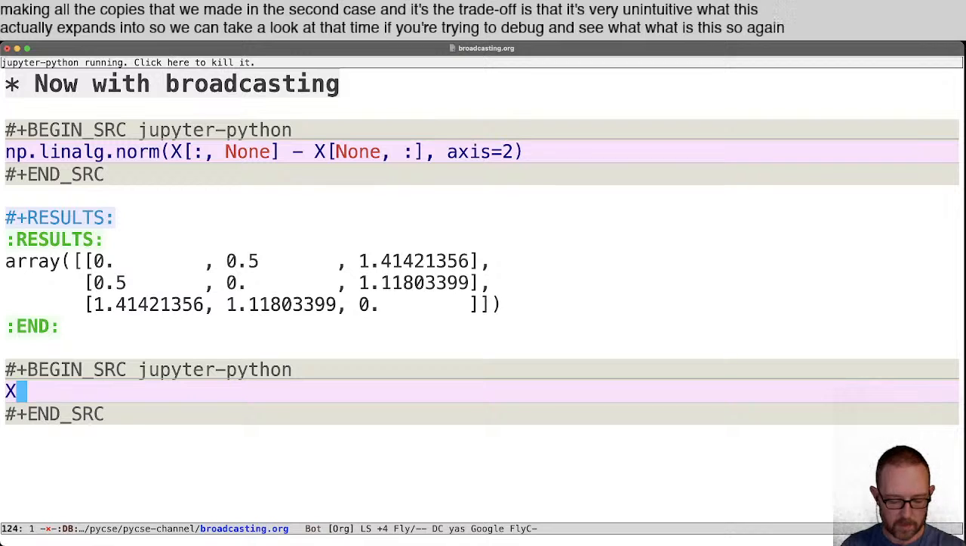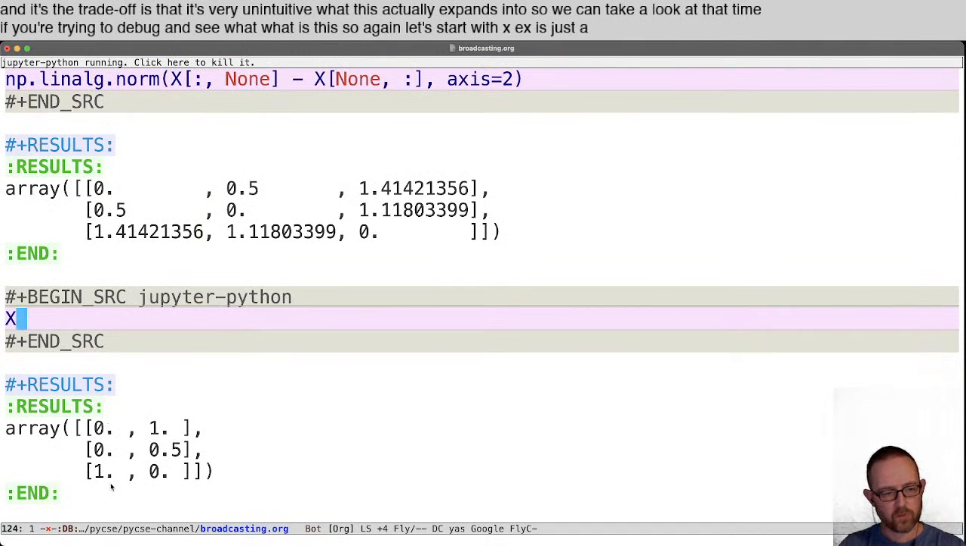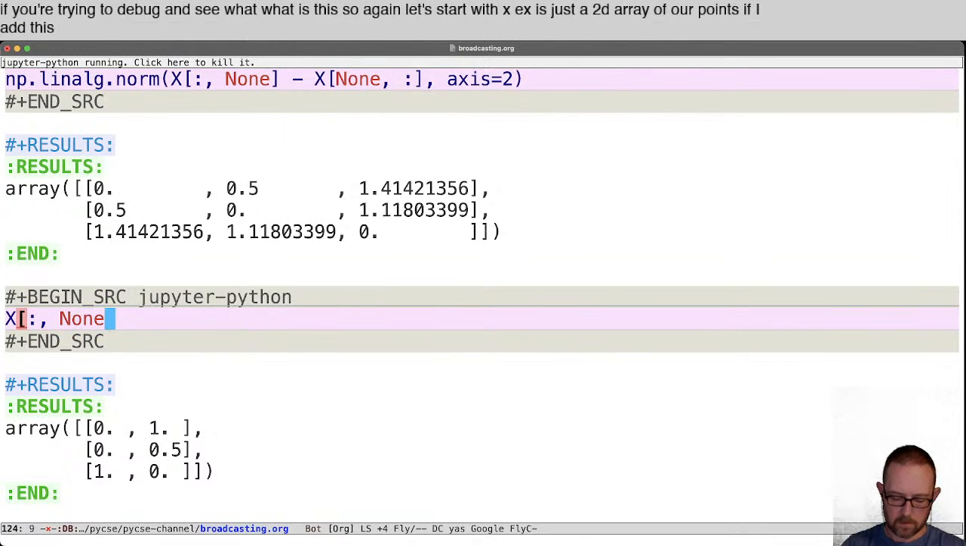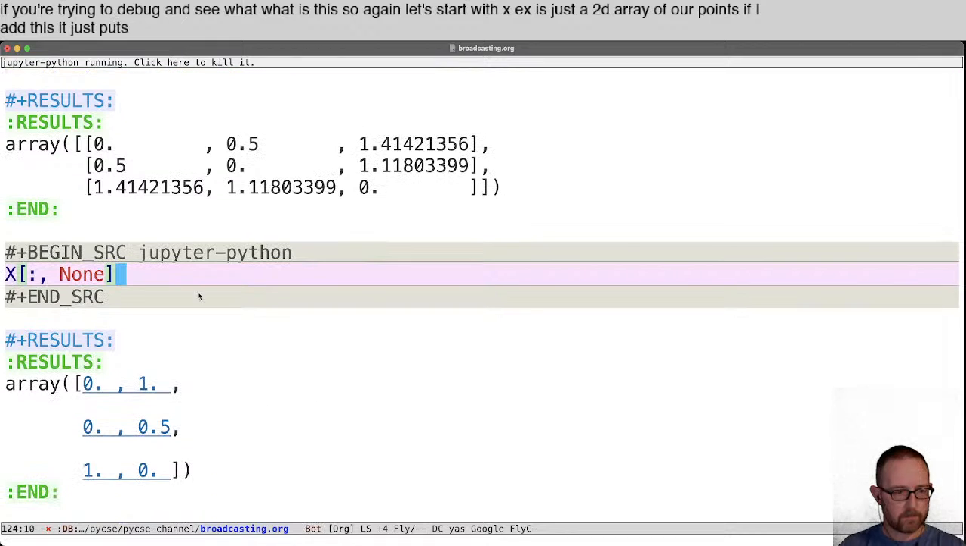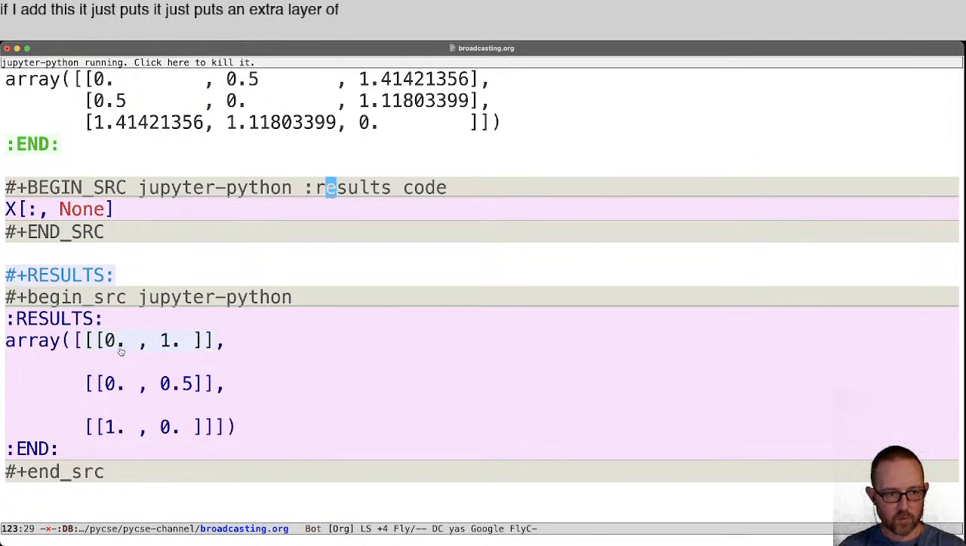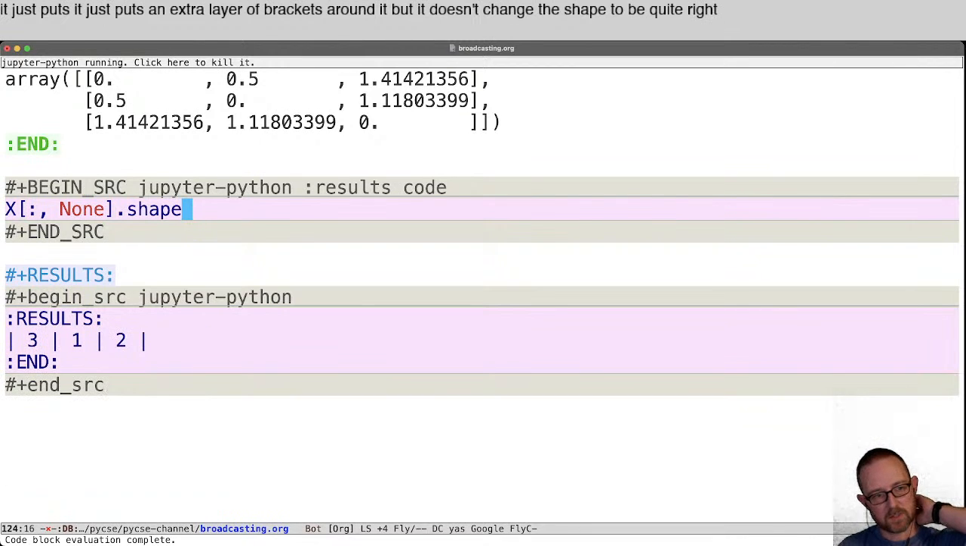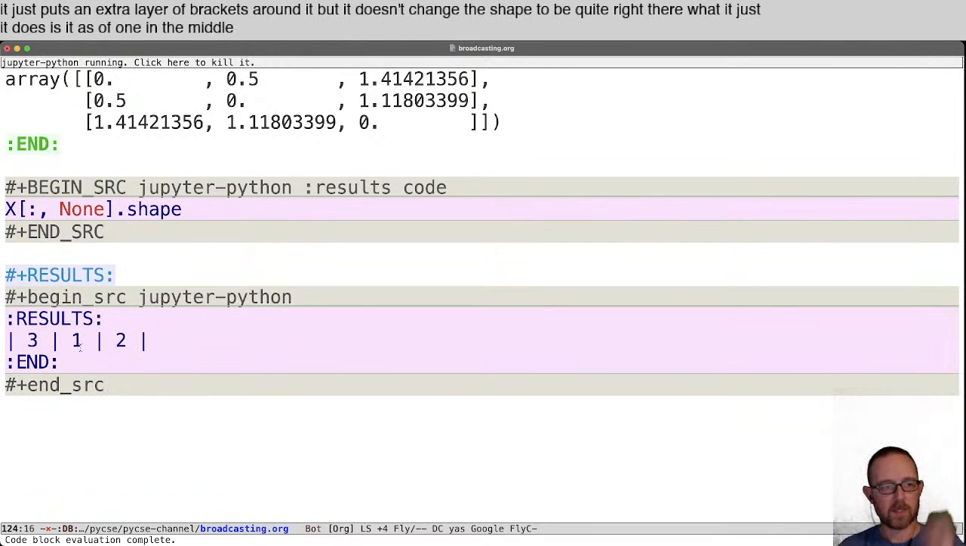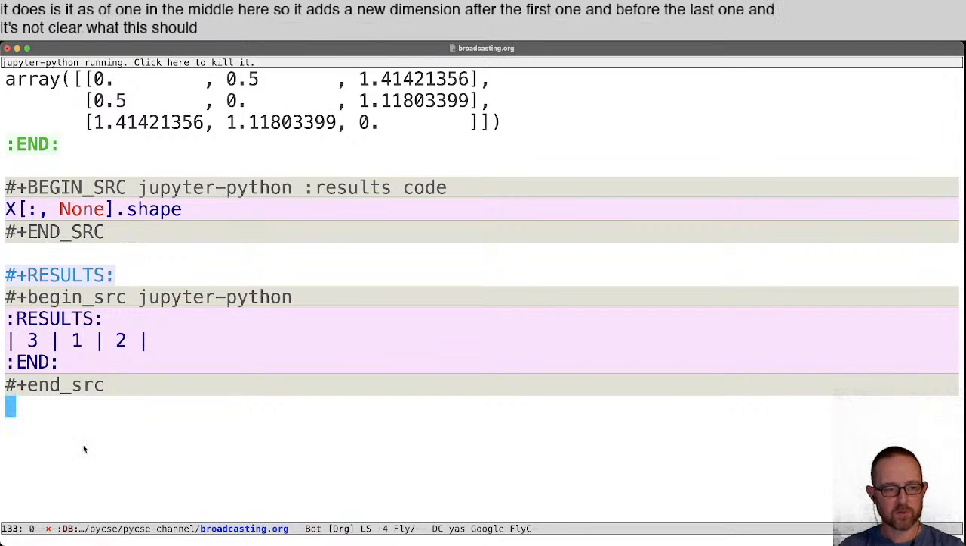So again, let's start with x. x is just the 2D array of our points. If I add this, it just puts an extra layer of brackets around it, but it doesn't change the shape to be quite right yet. What it does is it adds a 1 in the middle here. So it adds a new dimension after the first one and before the last one. And it's not clear what this should expand to.